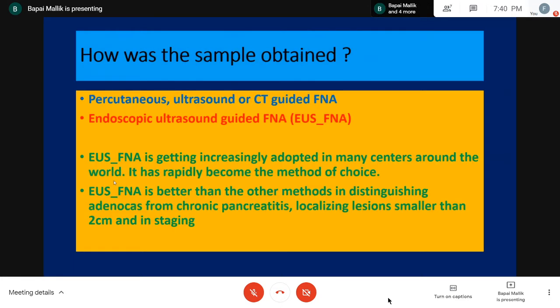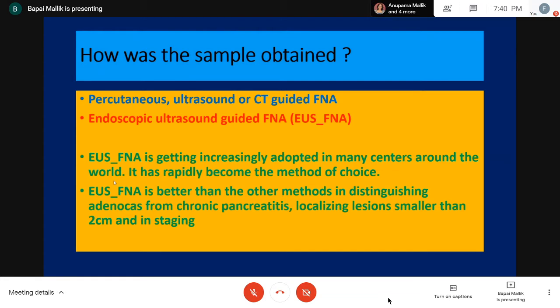So the first important point, as I told you, is we should know how the sample was obtained. Now, traditionally, we used to obtain samples from pancreatic lesions through a percutaneous ultrasound or CT-guided FNA.